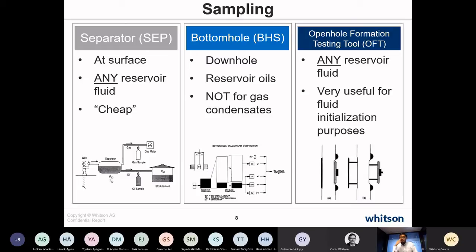The open hole formation testing, again, can be done for any reservoir fluid type, and it's very useful for fluid initialization purposes because you collect samples at a pinpoint specific depth. For example, if you have compositional variation with depth, you can actually determine those compositional variations because you are collecting samples at specific depths. So that's very useful in that sense.